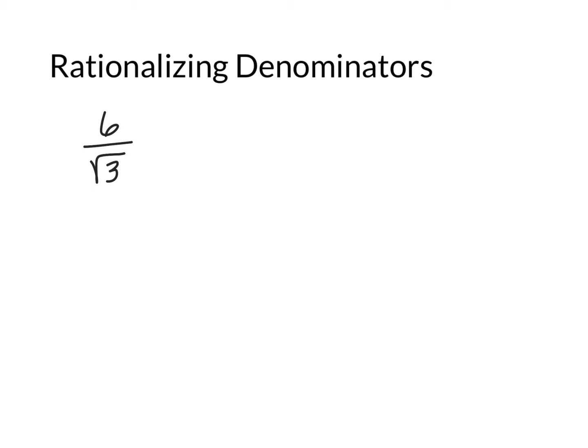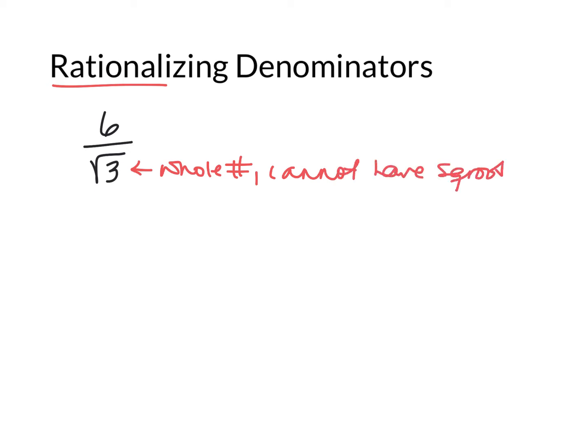So what they did was they had to fix the fact that you were dividing by this irrational number. What we're going to do is called rationalize the denominator, which means we need this bottom, the denominator, to be a whole number. It cannot have a square root. We need a whole number.